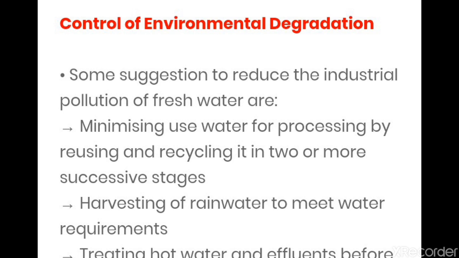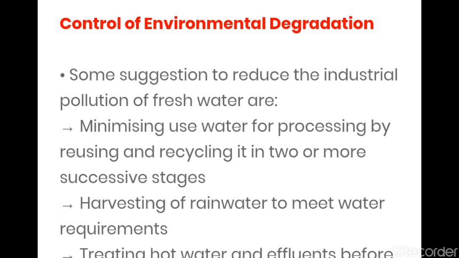Rainwater harvesting has to be done in order to meet the requirements. Number 3, treating hot water and effluents before releasing into the rivers. We have studied that water pollution is because some of the industries are throwing hot water, or they are throwing some of the waste in the water bodies without treating them. So what has to be done? Treatment of hot water and effluents has to be done before they are thrown in rivers and ponds.